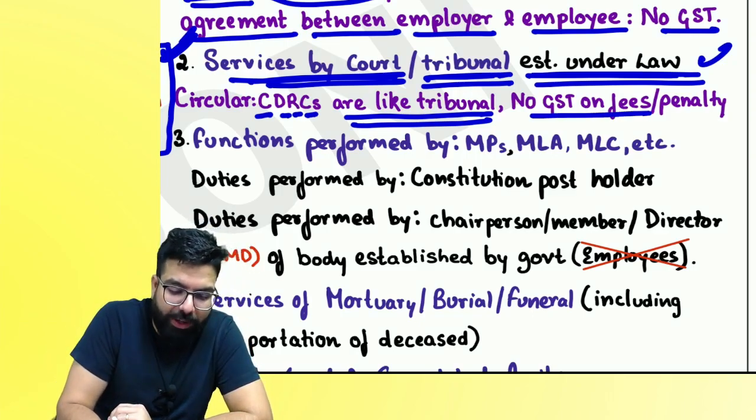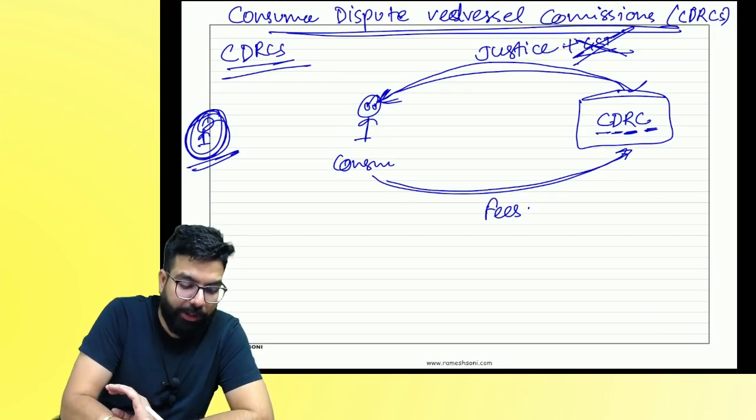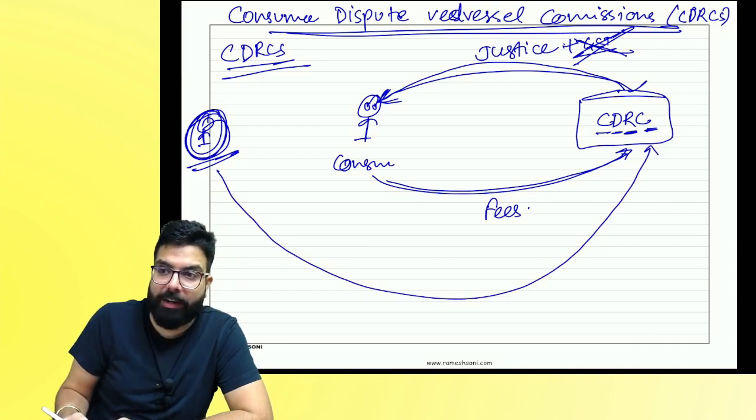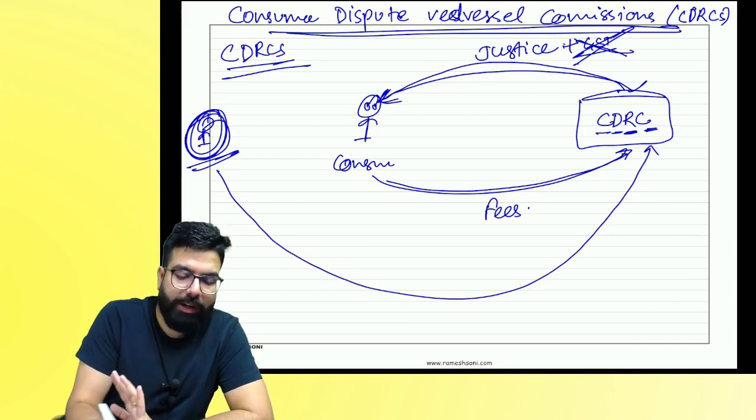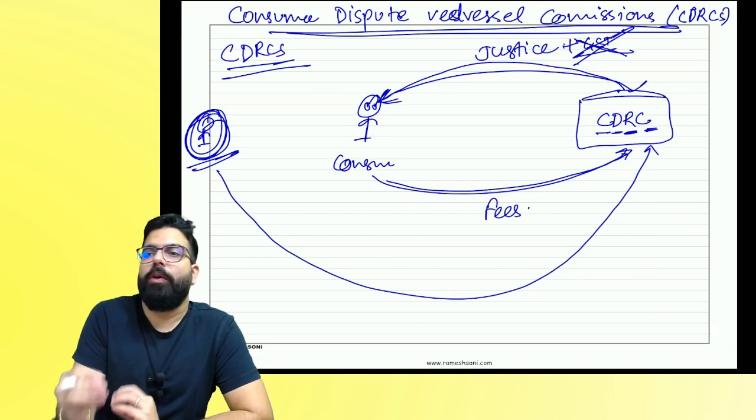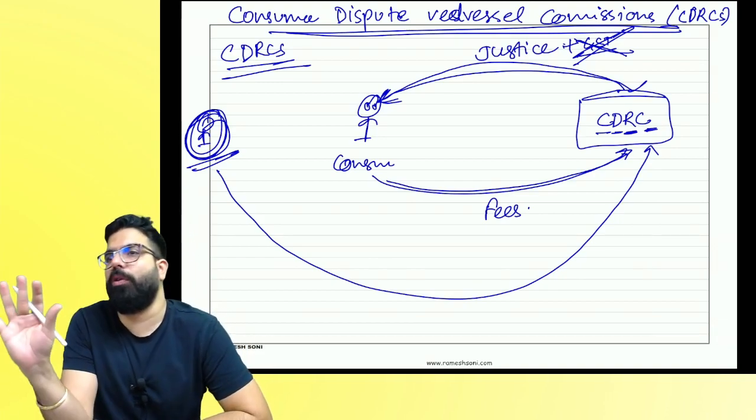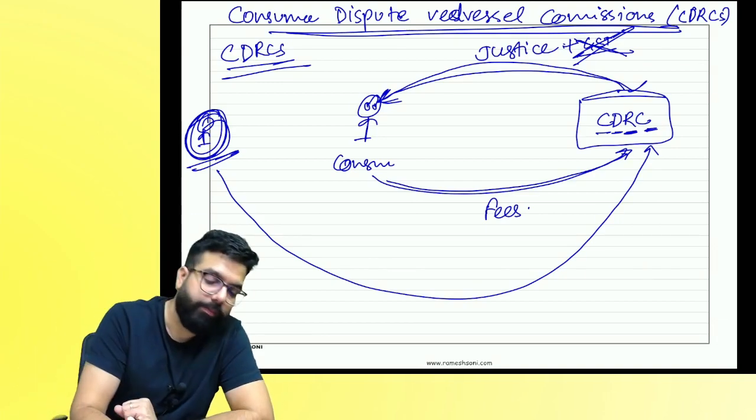Next, no GST on any fees or any penalty. Supposedly, this person says they charge a penalty. Baba, whatever it is, whether they charge any fees, whether they charge any penalty, they will not go ahead and charge any GST.